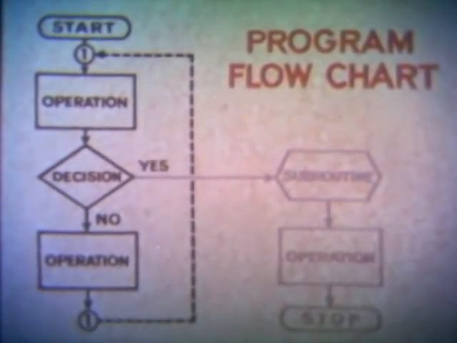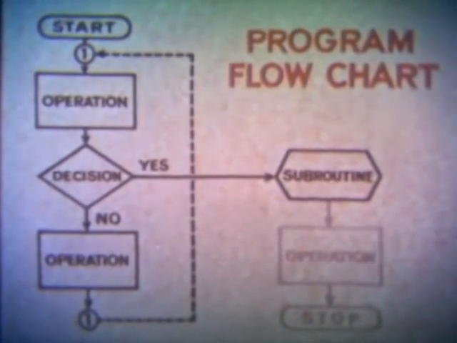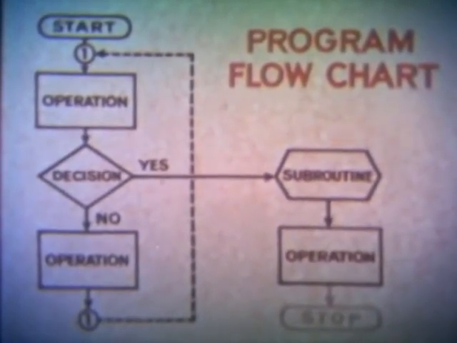When the decision is yes, a subroutine is to be performed, such as extracting the square root, for example. In the next operation, the result is to be printed out. Stop indicates the end of the program process. Of course, flowcharts are rarely this simple, but are made up in a similar way.